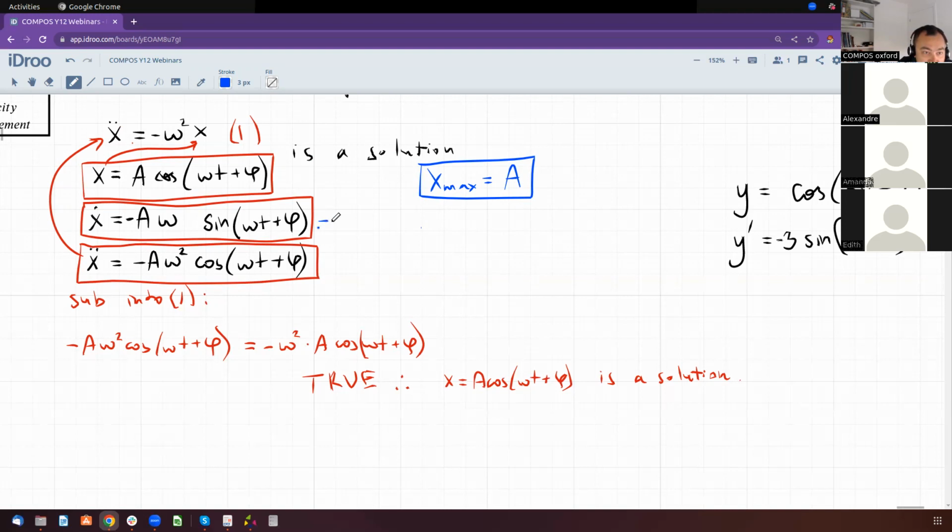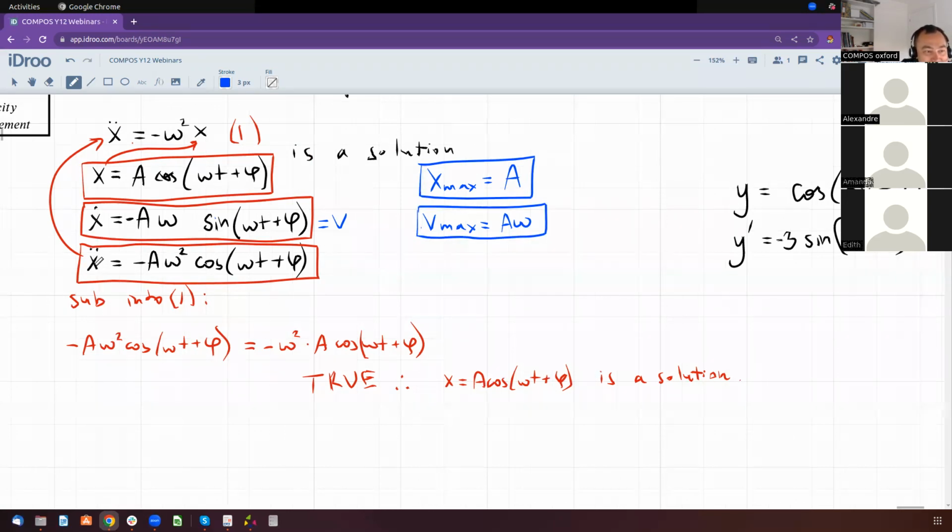This is velocity, right? So what is v max? Oh, yes, it is A omega. Because the maximum, look, sine can only change from -1 to 1. So this is maximum when this is, well, -1. So it's A omega. The maximum velocity is A omega.